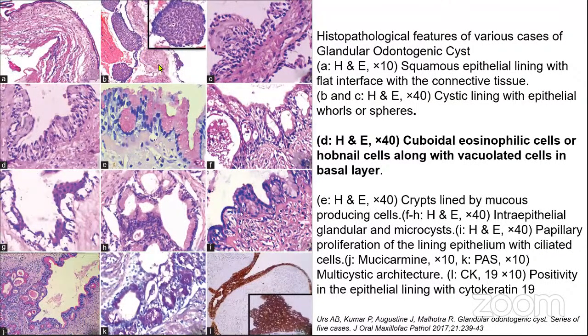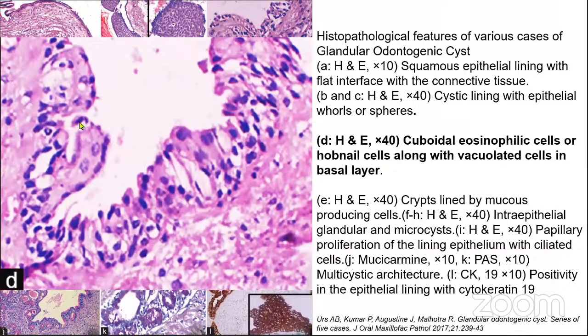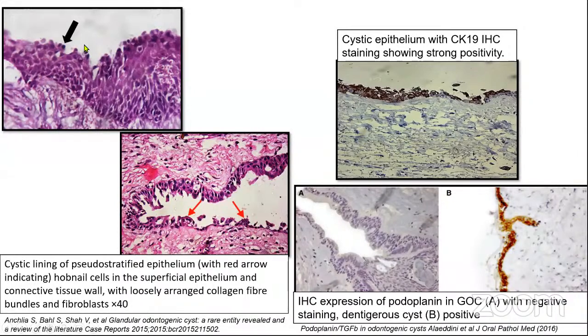So here we have all of the features of a GOC, which have been shown in a series. This was a study done by RSAB et al. And here we see that in D, there are cuboidal eosinophilic cells or hobnail cells along with vacuolated cells in the basal layer. So taking a closer look at those cells, which are described as being hobnail in appearance. Being epithelial, these cells stain with cytokeratin. This is one of our departmental slides, which shows the same kind of the nucleus, which is seemingly protruding out of the cell. We have the same features identified here.